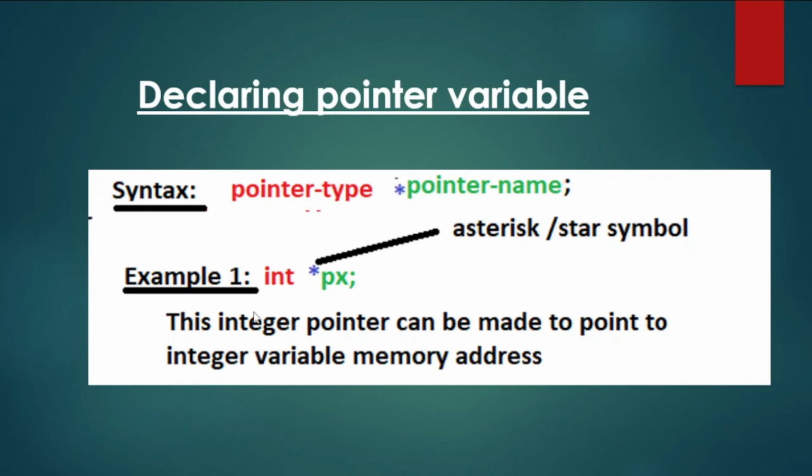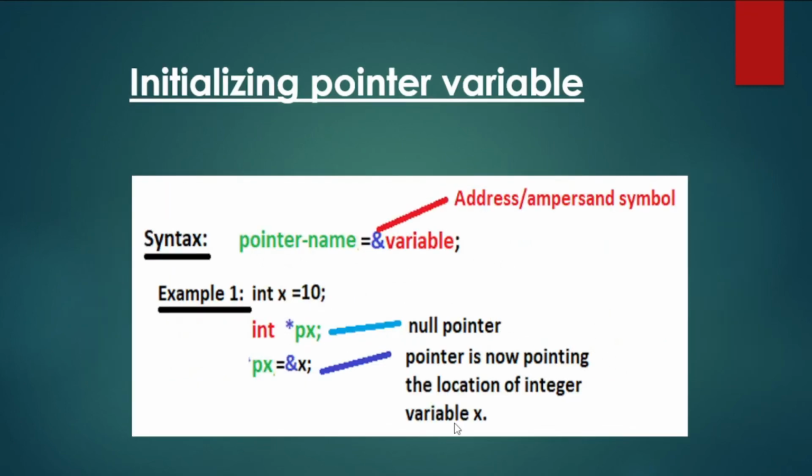Now we'll see with an example. Here I have declared one pointer variable. Its type is integer and I have given a star symbol. Then px is the name of my pointer variable. Since this is pointing towards an integer variable's memory location, I have declared it as an integer type. Once a pointer is declared, it is not pointing anywhere. That's why we call it a null pointer. Now it is equal to 0 because the address where it is pointing is nowhere. So its address is 0. So it's a null pointer.